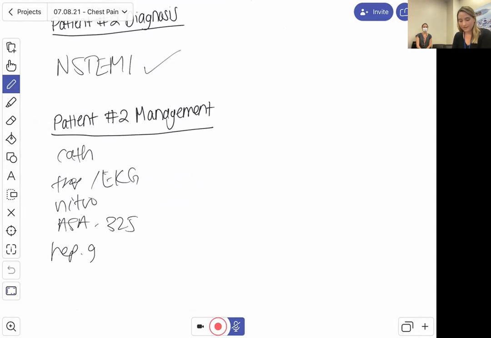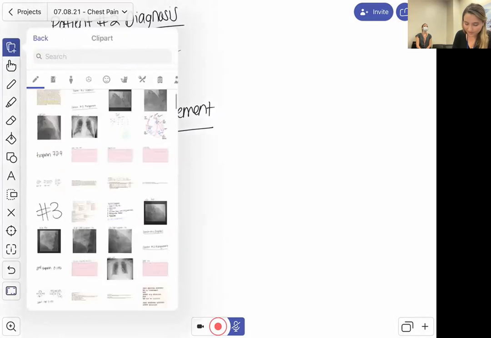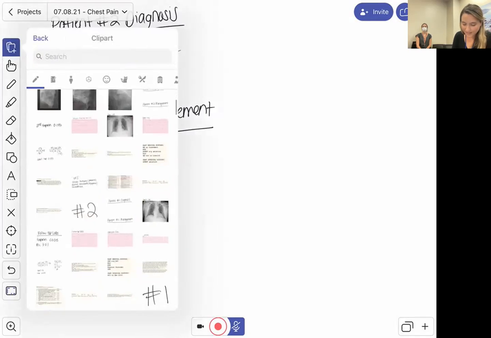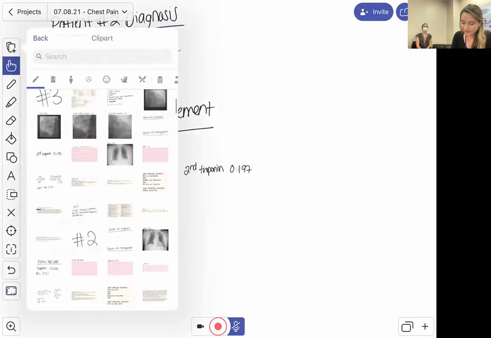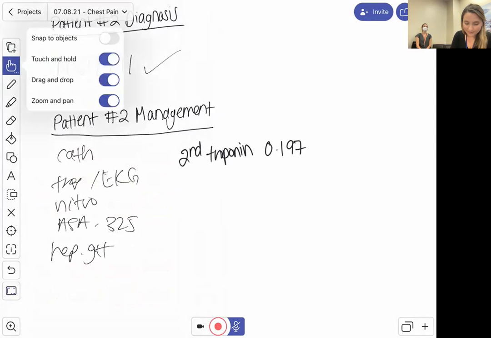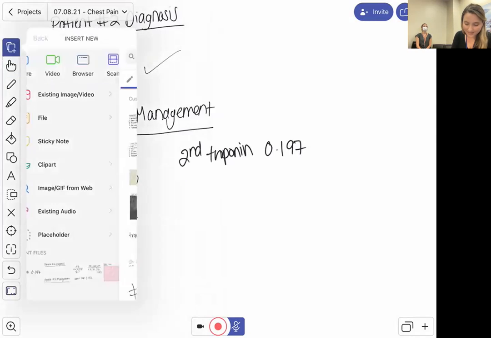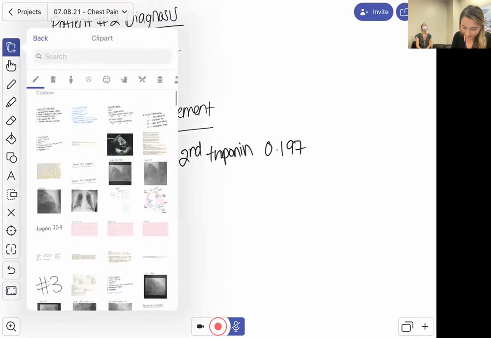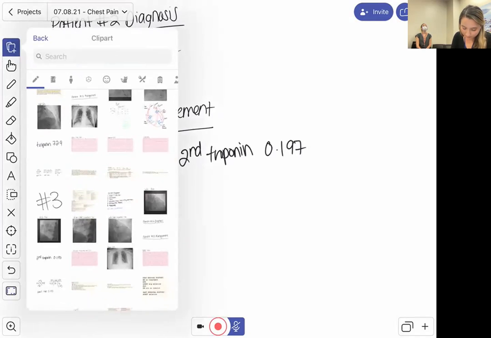Perfect. All right. So let me reveal to you guys what else came up on this guy's workup. That exact thing happened. He got put on a heparin drip. He had his tropes trended. His next trope is a little bit higher. And then we also have his second EKG as well.